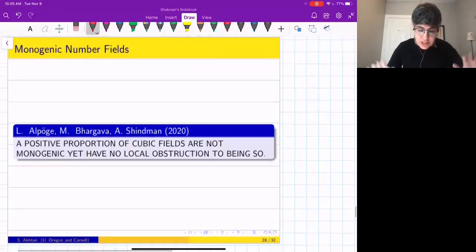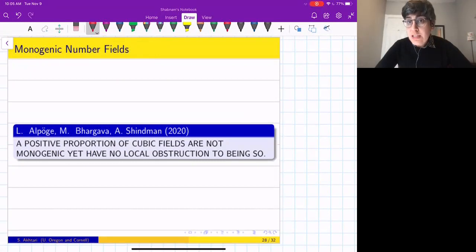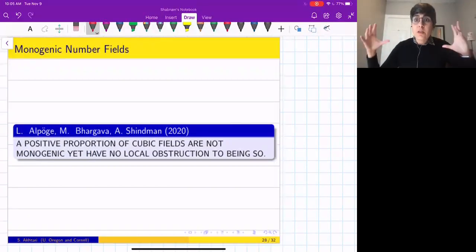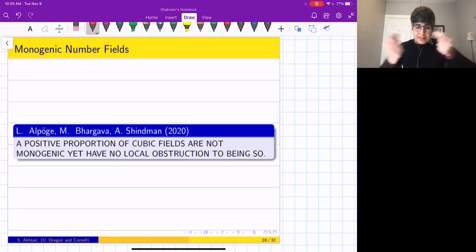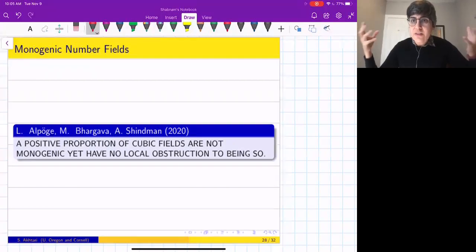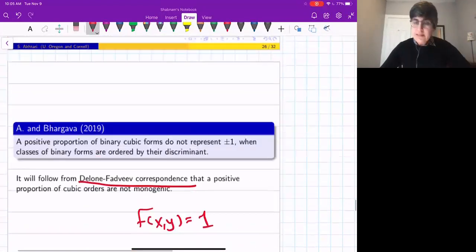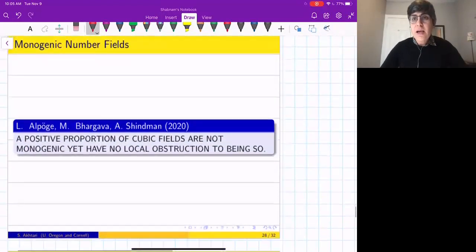I said I want to end with this result. All I talked about was monogenic rings, but the big question is about number fields. Is a random number field monogenic or not? That's the harder question. And the reason is that when I talk about this correspondence between binary forms and cubic rings, these are rings. So it's very hard for me to say what binary form gives me the ring of integers. So our results with Bhargava that I said in the previous slide cannot be applied to number fields.